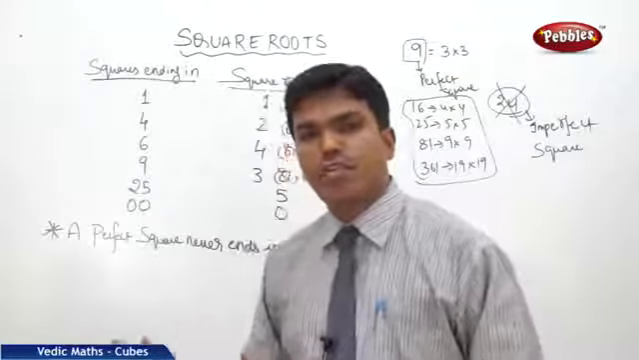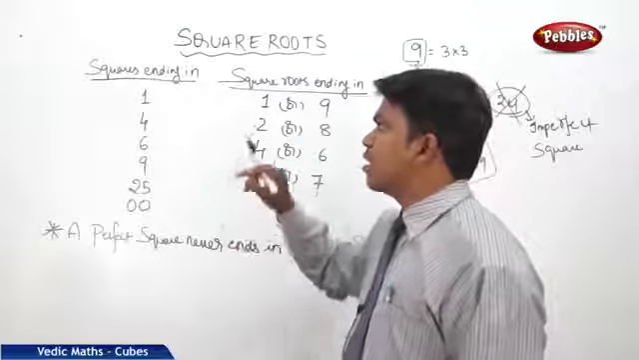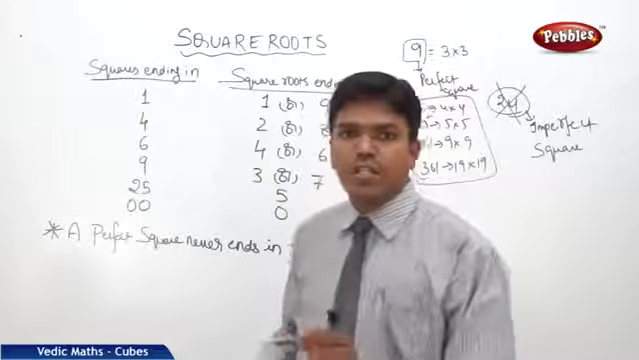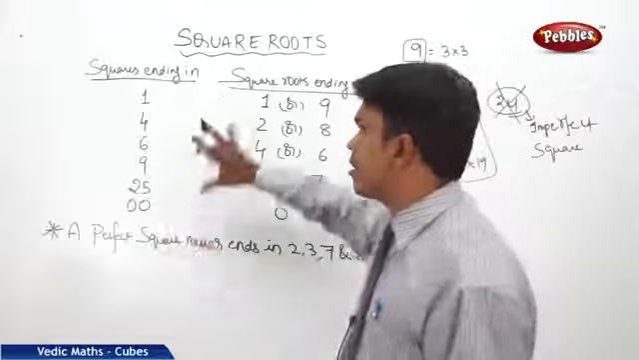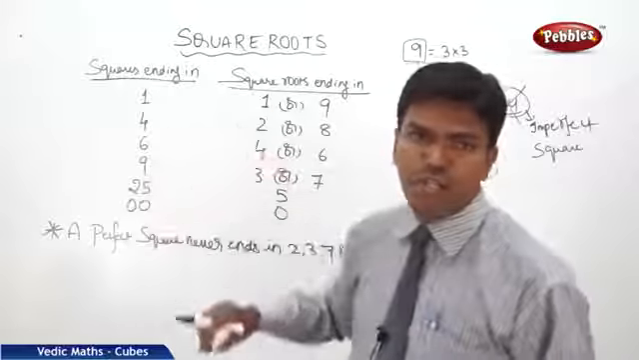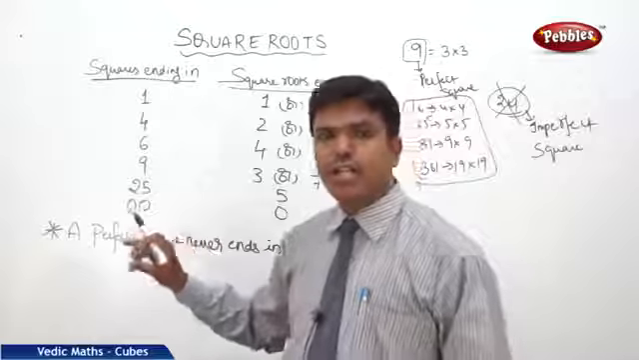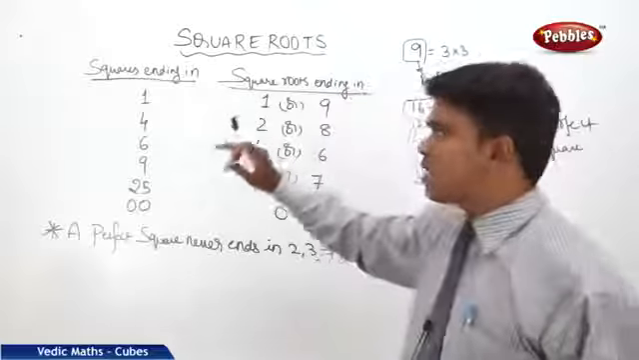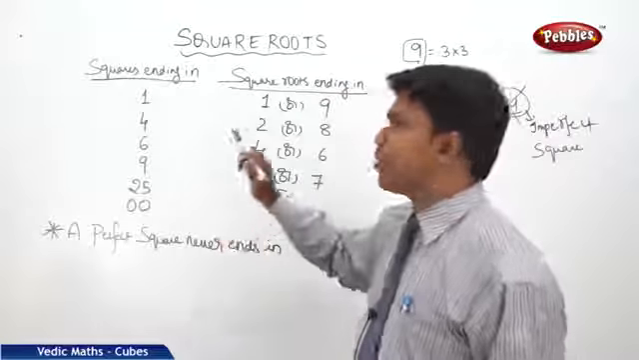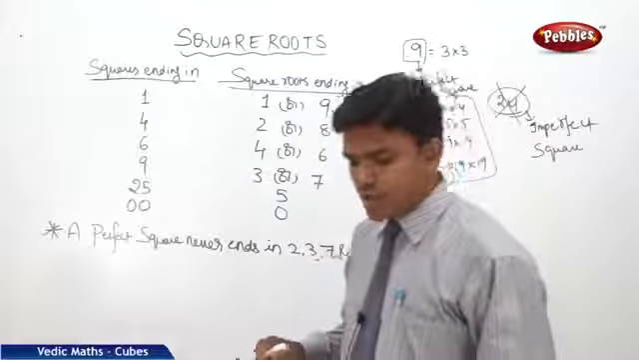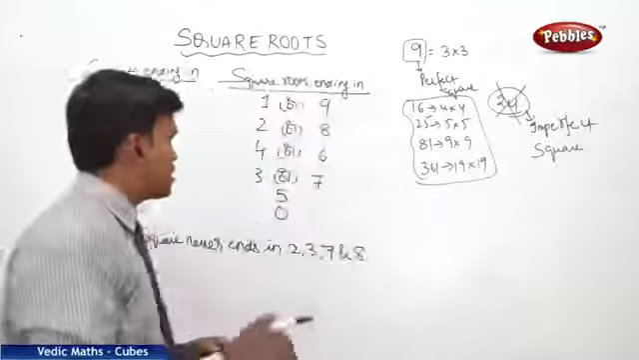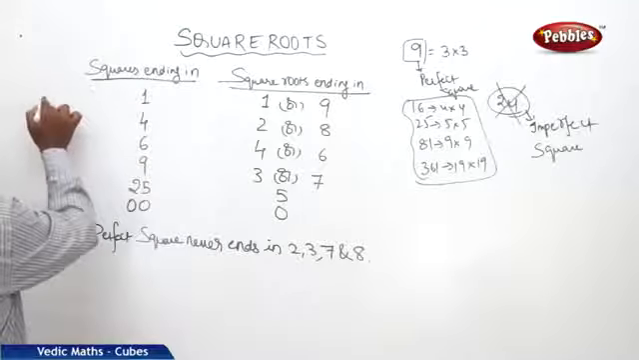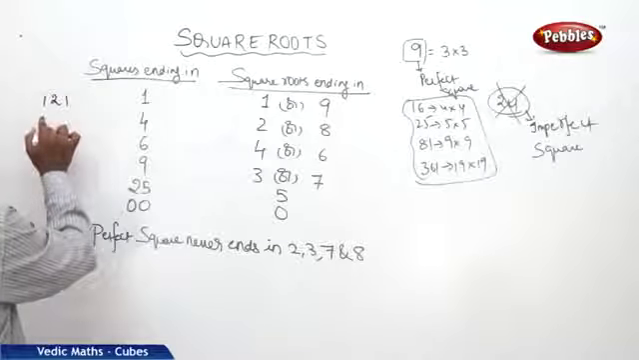Now let us go into the concept first. Before going to the square roots, we have to know one table, the squares ending in and square roots ending in table. If you are very good at this table, you can easily calculate the square roots. See here, first, squares ending in, square roots ending in. Suppose a square is ending in 1, its square root should end in 1 or 9. What it means, I'll let you know. Suppose, for example, let us take 121, 361.